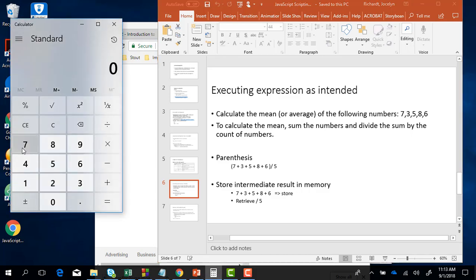We can say 7 plus 3 plus 5 plus 8 plus 6, and we want to divide that by 5, and that gives us an average of 5.8. And we can look and say, okay, it's less than the greatest number, it's greater than the smallest number. Yeah, I can buy that. That might be the average of those numbers.